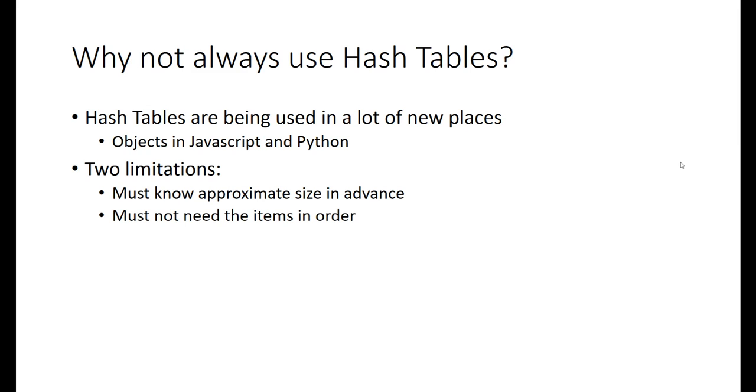There's a little hash table associated with each object. So they're being used in a lot of new places. But there are a couple limitations in hash tables, and you should keep these in mind. Know them for a test even. Two limitations. Hash tables are based on arrays, and that means that we need to know the approximate size in advance.